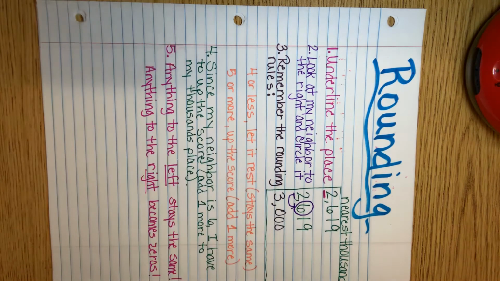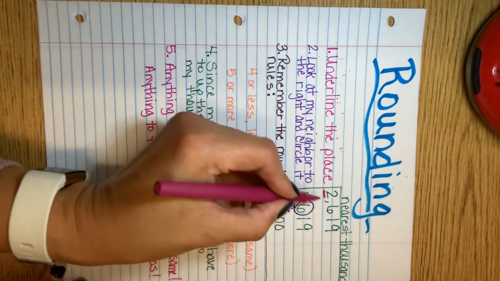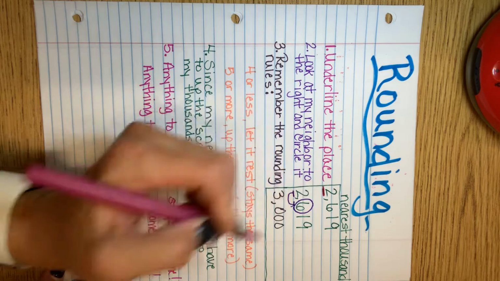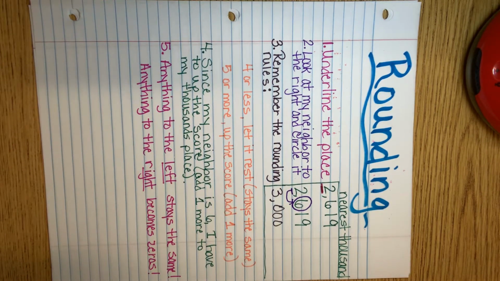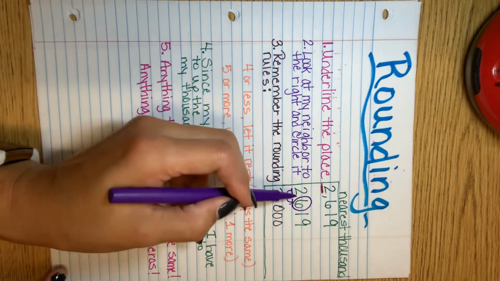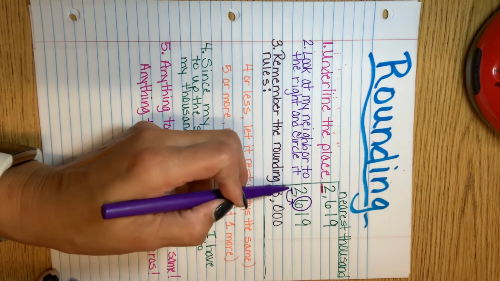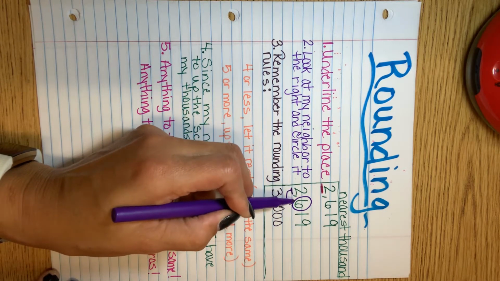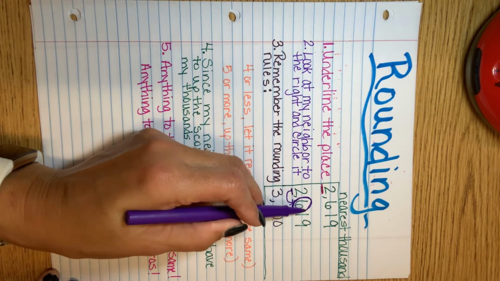So the first thing that I'm going to do is underline that place. It's asking me to round to the nearest thousand, so I underline the thousand place. My second step is to look at the neighbor to the right. So if I'm rounding to the nearest thousands, I'm going to look at this digit in the hundreds place, and I'm going to circle that digit.